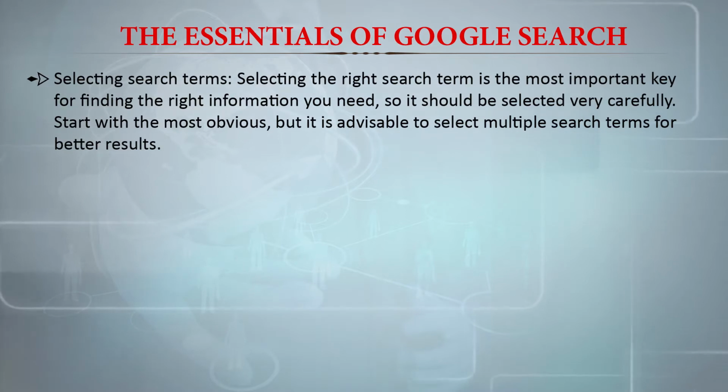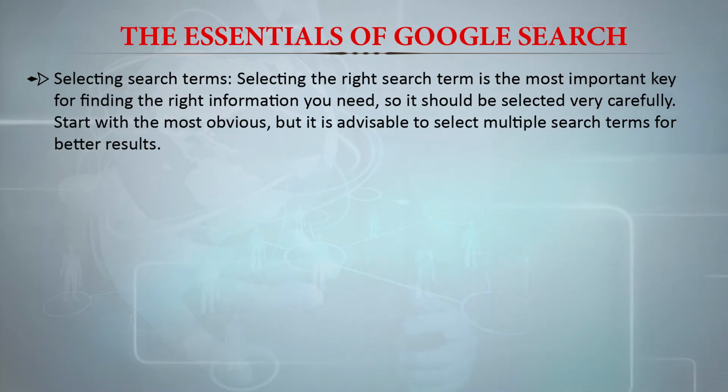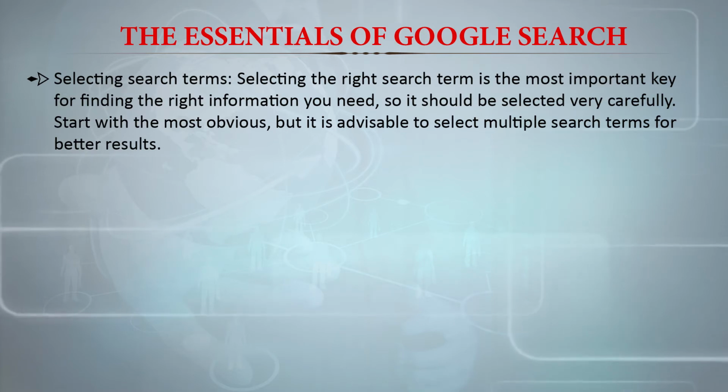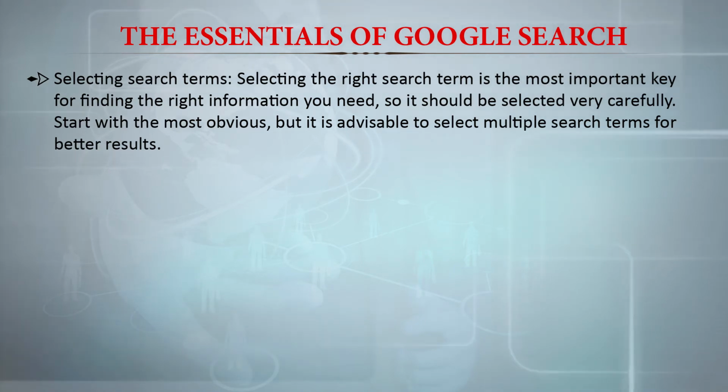Now, let us discuss some basic tips that will help us maximize the effectiveness of search on Google search. Selecting the search terms, this is basically the key. So, selecting the right search term is the most important key for finding the right information we need. So, it should be selected very carefully. So, start with the most obvious, but it is advisable to select multiple search terms for better results.